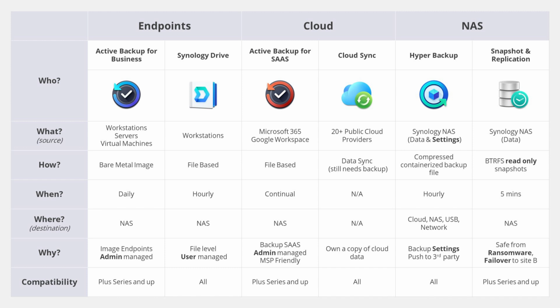To create a bare metal image of your workstations, servers, and virtual machines, use Active Backup for Business. For workstations that are not always on the local network, you can use Synology Drive to back up at the file level. For your SaaS accounts, use either Active Backup for Microsoft 365 or Active Backup for Google Workspace. And for syncing third-party cloud data to your NAS, use Cloud Sync. This ensures that you have your own copy of all your cloud data.